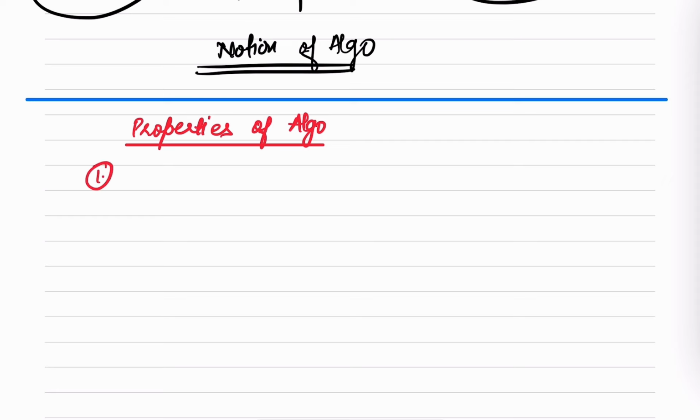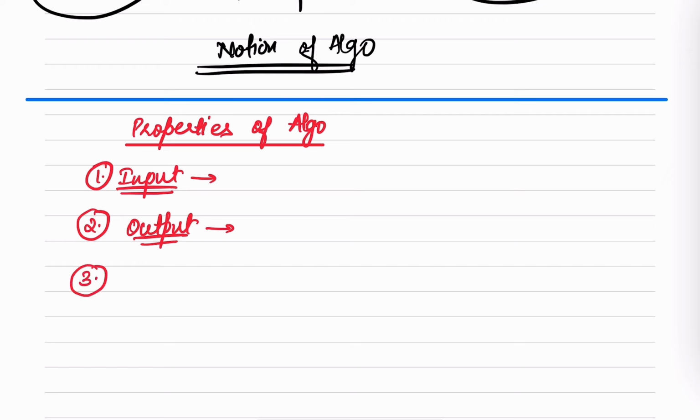The first property is input. You should have a finite and a dedicated input. Second is the output. Whatever the input, according to that you must get a finite and desired output.